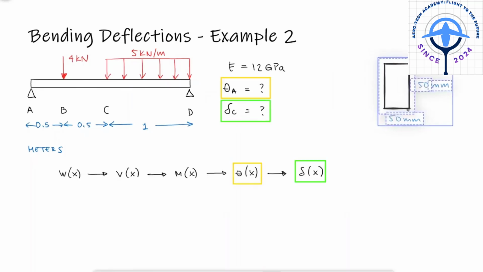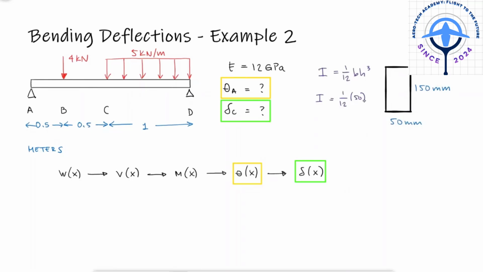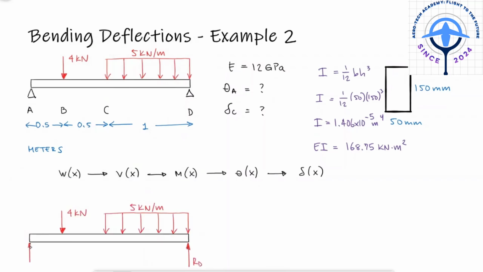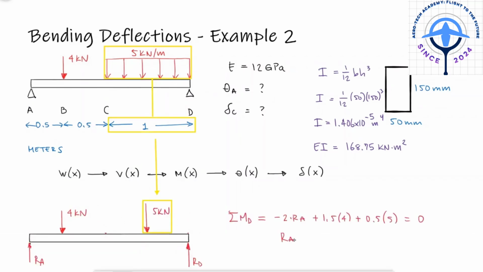Since for the slope and the deflection we need the second moment of area I, we'll calculate that first. The value for the term EI that we need in the denominator will therefore be 168.75 kilonewtons meter squared. Since the reaction force at D is located for x equal to 2, and therefore that term will always be 0 in the V of x equation, what we really need is the reaction at A. So the only statics analysis we'll use is the sum of moments about D.